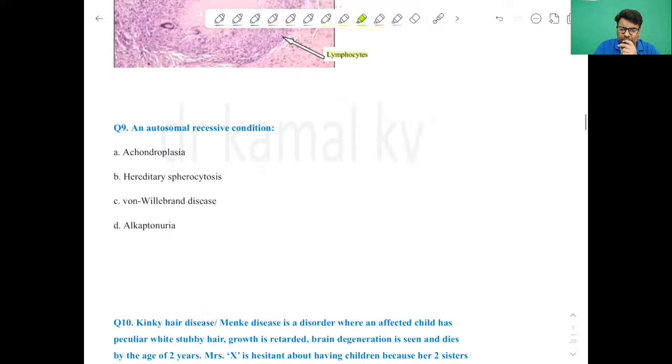Then the next question is about an example of an autosomal recessive condition. Now, which of the conditions is inherited as an autosomal recessive condition? AR.